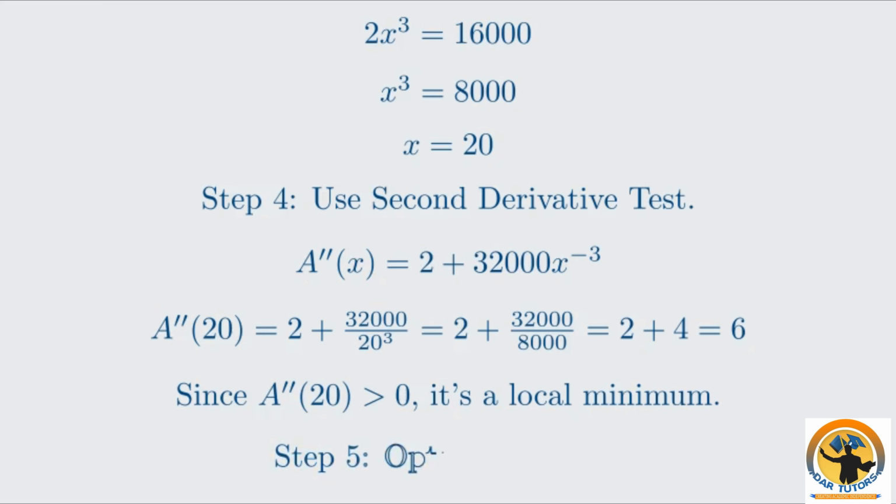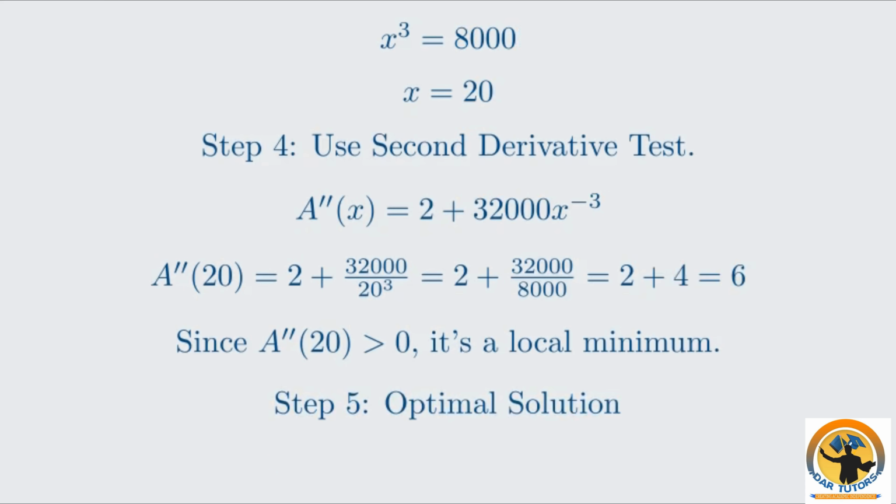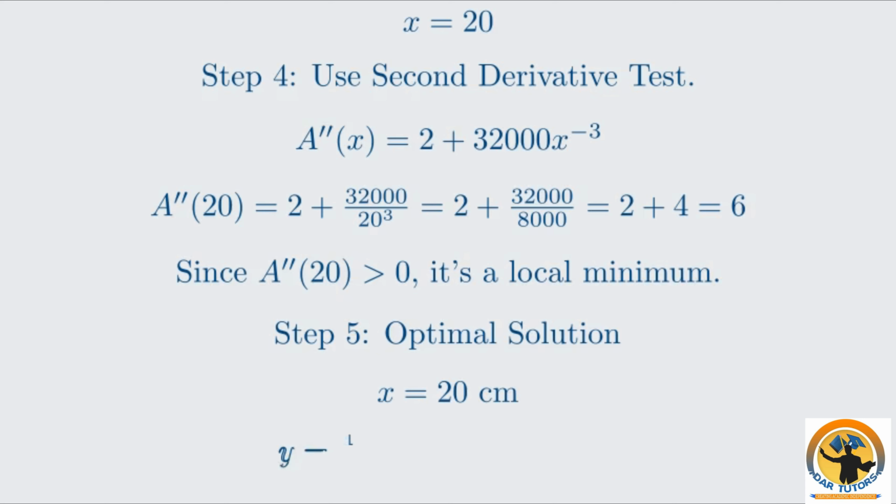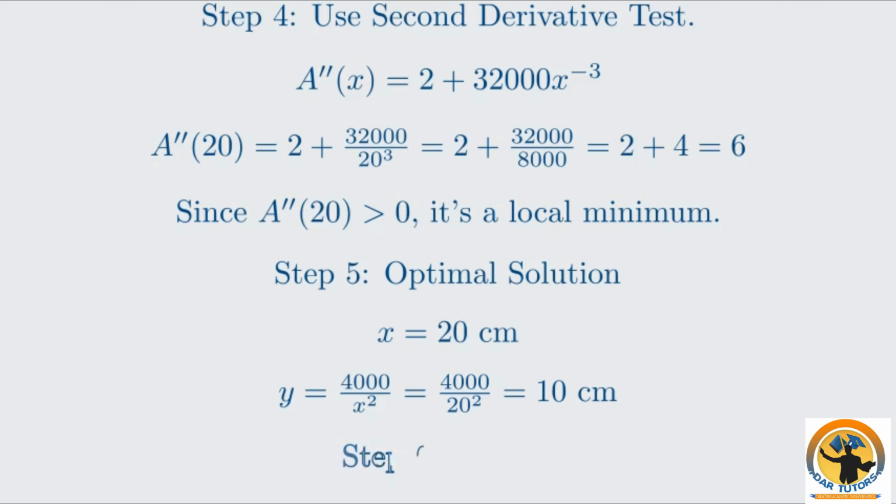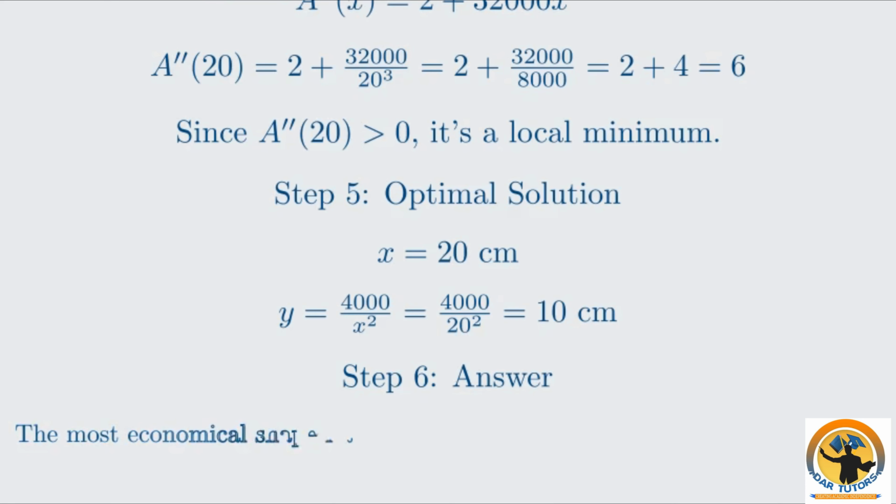Step 5. Optimal solution. The minimum surface area occurs when x equals 20. We can find the corresponding height y using our volume equation. y equals 4,000 over 20 squared, which is 10. Step 6. Answer. The most economical shape has a square base of 20 centimeters by 20 centimeters and a height of 10 centimeters.